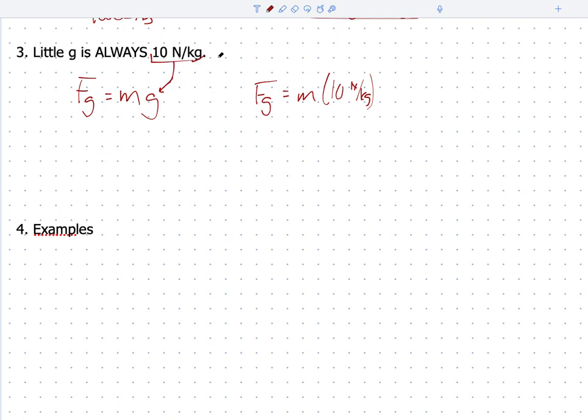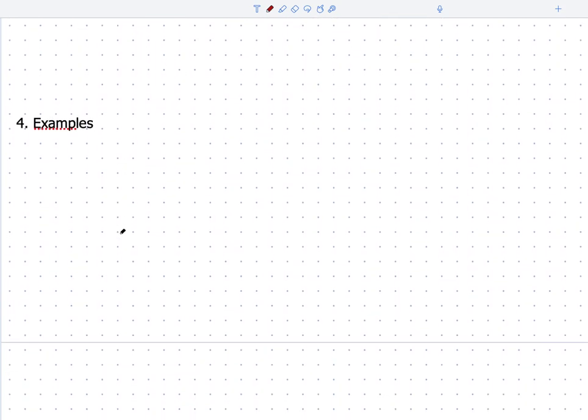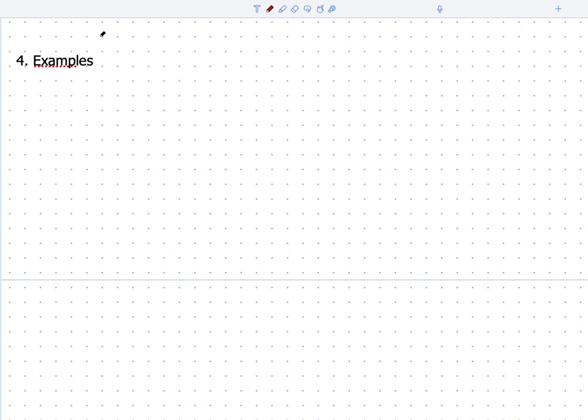I should say it will always be 10 newtons per kilogram on Earth, but since that's where we live and do all of our work, that will be true almost all the time. Maybe we'll do some examples where something is on the moon, but little g is always 10 newtons per kilogram on Earth. So, a couple quick examples.